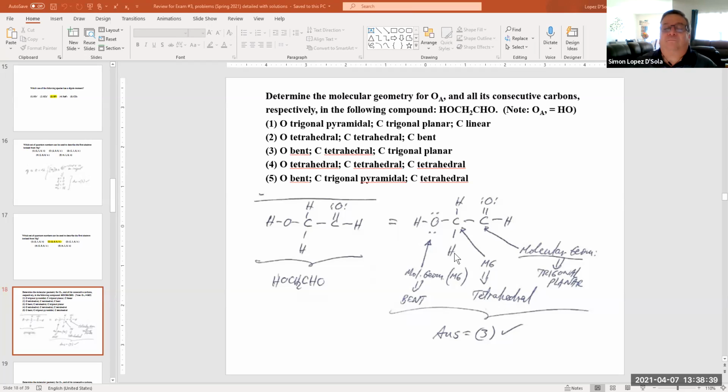Then let's go for the next carbon. In this carbon, we don't have any lone pairs on the central atom, and we have 1, 2, and 3 groups around. So the general formula for that is AX3, no lone pairs on the central atom. And for that, you have a molecular geometry which is trigonal planar.